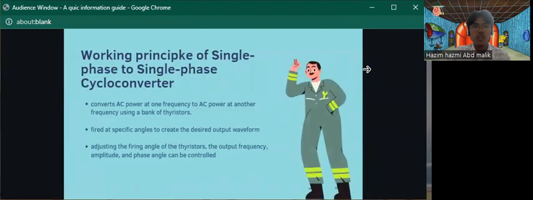Okay, we start with the working principle of the single phase to single phase cycloconverter. As we know, a single phase to single phase cycloconverter is an electronic device that converts AC power at one frequency to AC power at another frequency using a bank of thyristors. The thyristors are fired at specific angles to create the desired output waveform. By adjusting the firing angle of the thyristors, the output frequency, amplitude, and phase angle can also be controlled.